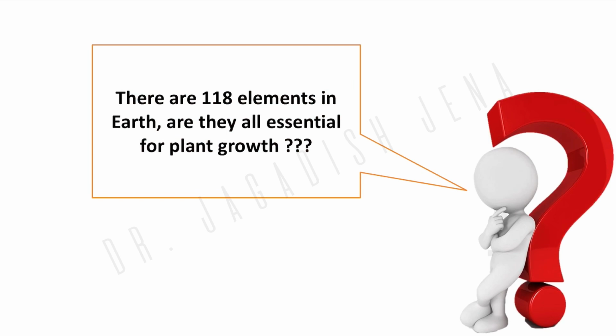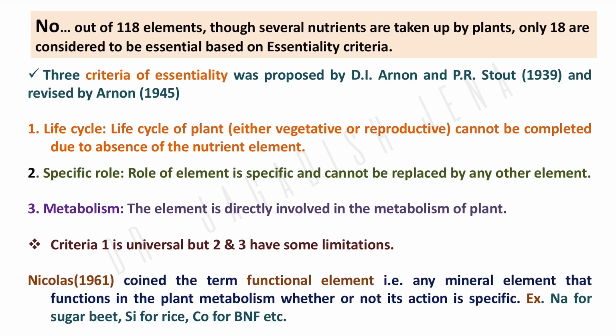Then you might have one question: there are so many mineral nutrients, there are like 118 elements in the earth. Whether all those are essential for plant growth? Whatever mineral nutrients are in the soil, suppose 118 elements are there in the earth, are all 118 essential for plants? The answer is no. Out of 118, most are taken up or used by plants, but some are categorized as essential nutrients.